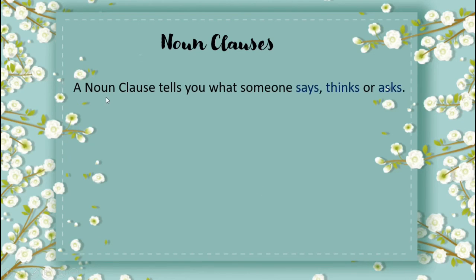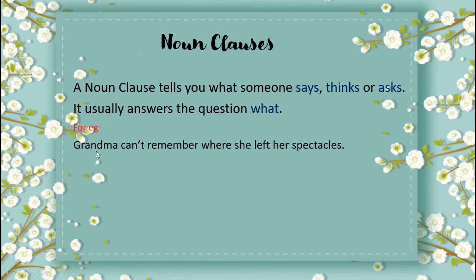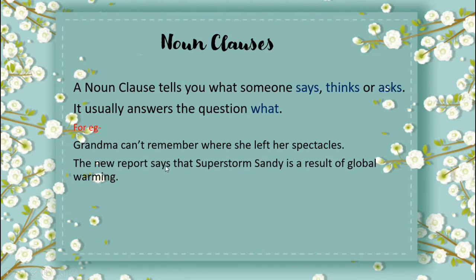Let's read about the noun clauses. A noun clause tells you what someone says, thinks, or asks. It usually answers the question what. For example, Grandma can't remember where she left her spectacles. So we can ask the question, what does the grandma cannot remember? Grandma cannot remember where she left her spectacles.